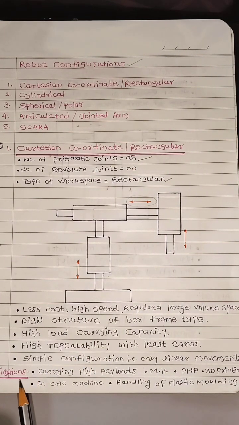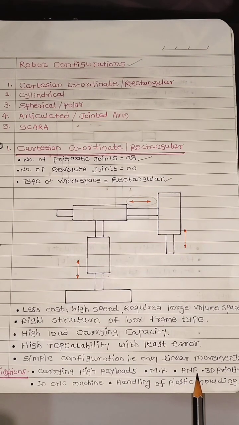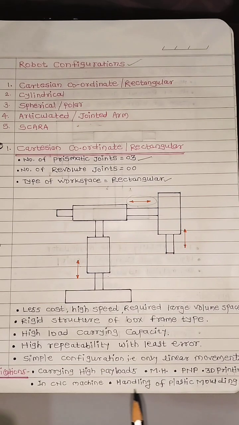This type of configuration can be used for carrying high payloads, material handling, PNP, that is pick and place operation, then 3D printers, meaning it can be used in additive manufacturing processes, in CNC, computerized numerical control machines, and in molding machines, that is, handling of plastic molding machines. So this is a very common and very simple type of configuration.